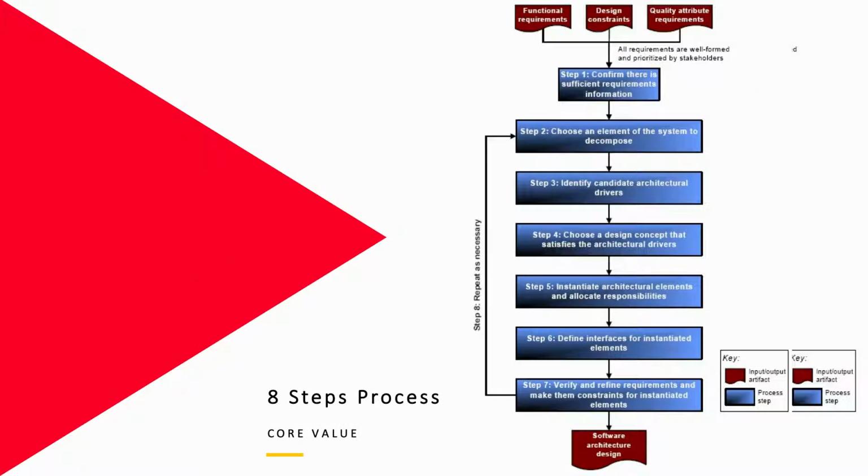We're going to walk through the 8 steps, but this is the flow here. You get your inputs, which are your functional requirements, design constraints, and quality attributes. They come in, and then you toggle through all of them through each step, and I'll briefly talk about all of those core 8 steps.